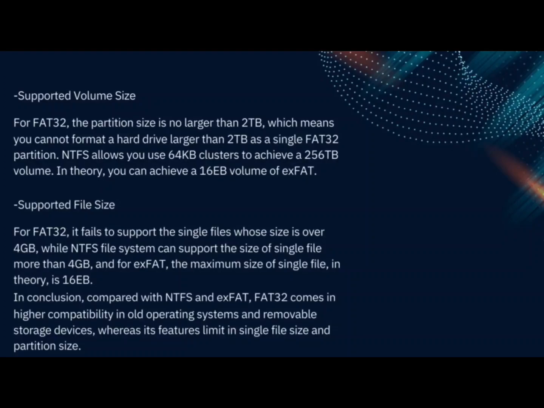Next one, we move to supported file size. For FAT32, it will fail to support single files whose size is over 4 gig, while the NTFS file system can support a single file of more than 4 gig. And for exFAT, the maximum size of a single file in theory is 16 gig. In conclusion, compared with NTFS and exFAT, FAT32 has higher compatibility with old operating systems and removable storage devices, whereas its features are limited in single file size and partition size.